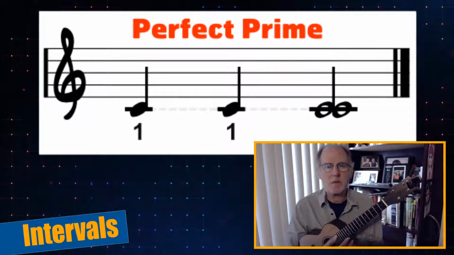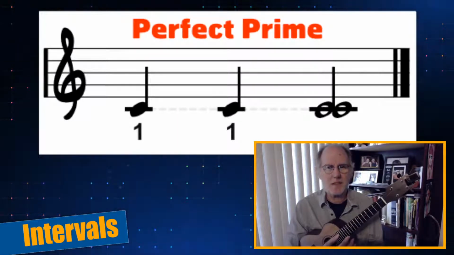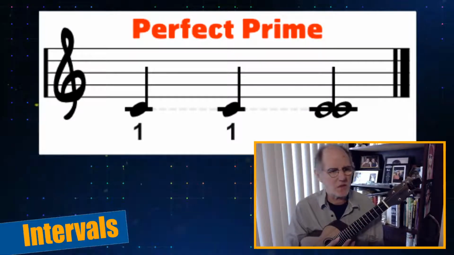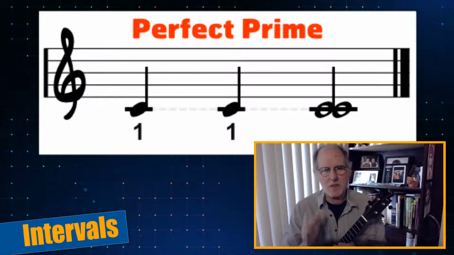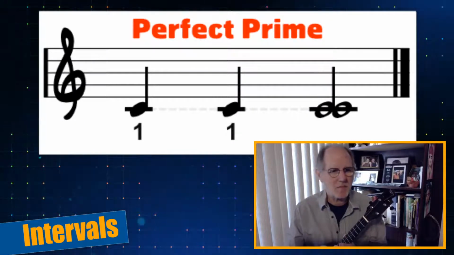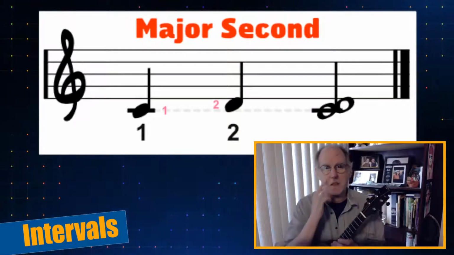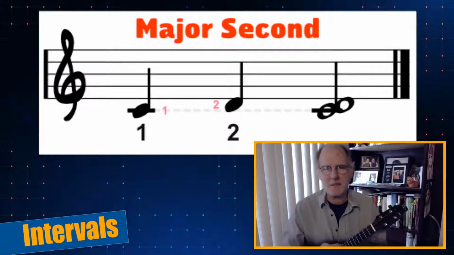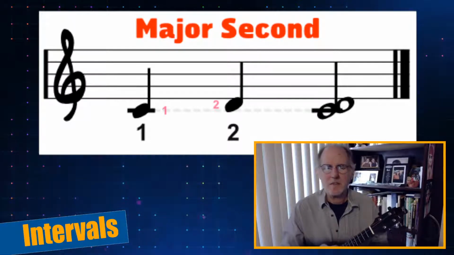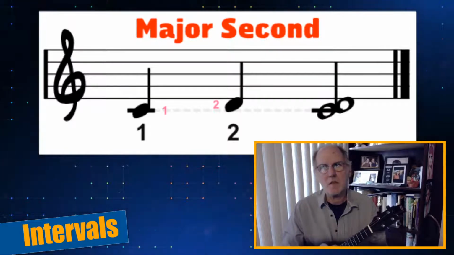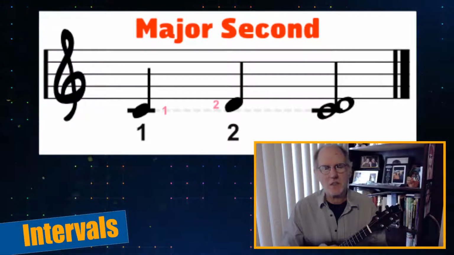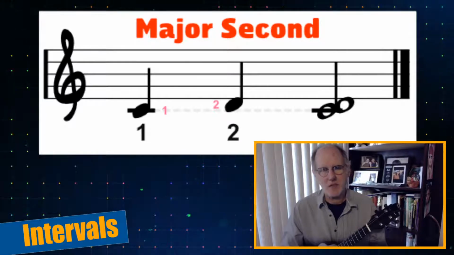Now perfect, we'll get into where that name part comes from. We're going to deal strictly with the numbers right now. So C to C doesn't go anywhere. It's a unison, same note. C to D, now this is where you count the lines and spaces. The number part of this is a 2. This is a second. Now every interval in a major scale starts out as major.